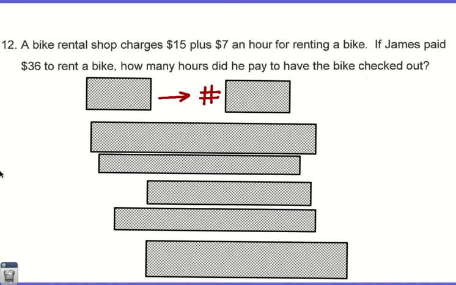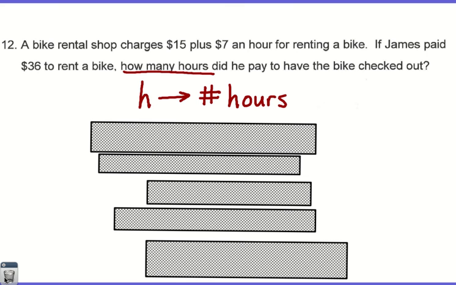Number 12, a fancy word problem. A bike rental shop charges $15 plus $7 an hour for renting a bike. If James paid $36 total to rent a bike, how many hours did he pay? I want to point out that this is what they're asking you to find. That is what is not known. That is what you let a variable represent and fill in for temporarily. Whatever is not known, you assign a variable and put that variable in an equation. So we're going to say that h represents the unknown number of hours. Makes sense, h, because hours starts with h. And then you have to know that the equation goes something like this.